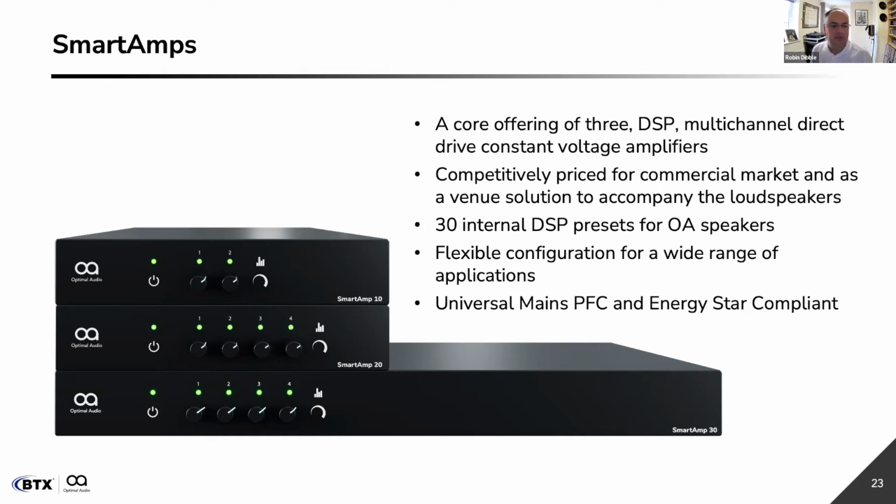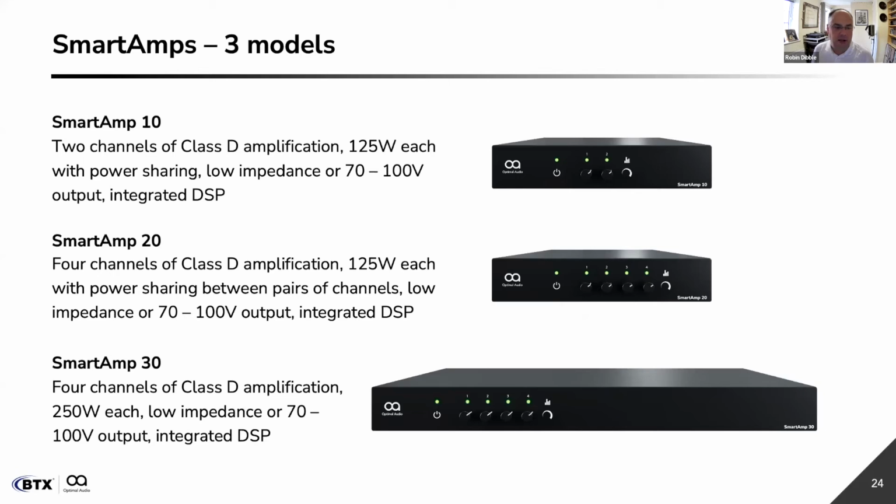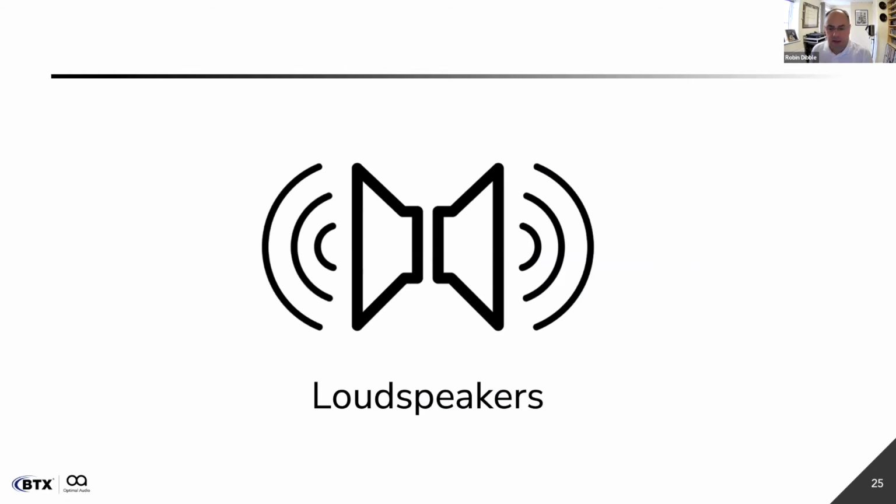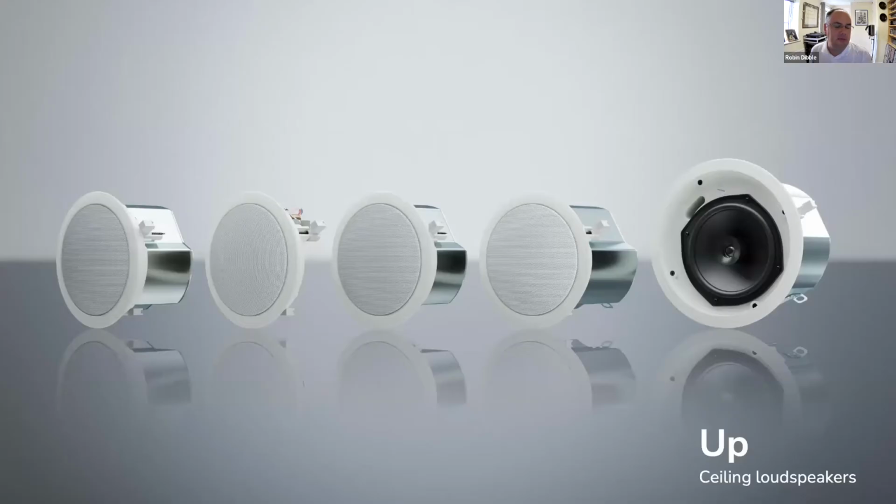The 10 and the 20 have a very unique feature called power sharing, which means you could, for example, have a 200-watt load on one channel and a 40-watt load on the other. It will automatically balance the power at 70-volt line between the channels that are available. That applies on both the 10 and 20, but not on the 30. And they're either 125 or 250 watts each, and they will direct drive 70 or 100-volt line or down to 4 ohms loudspeakers that they can be driving.